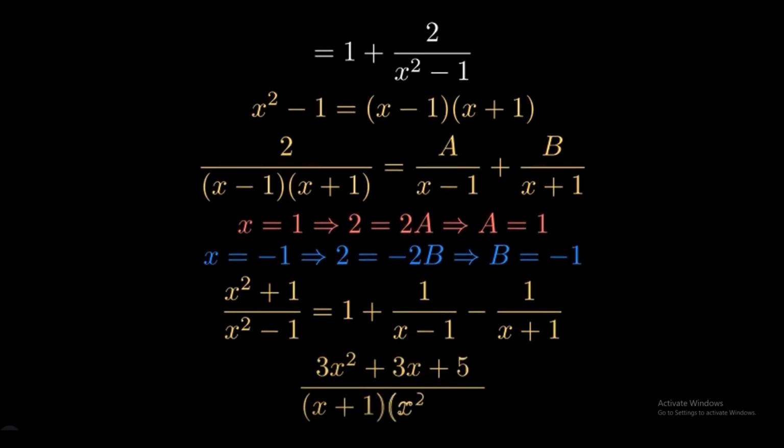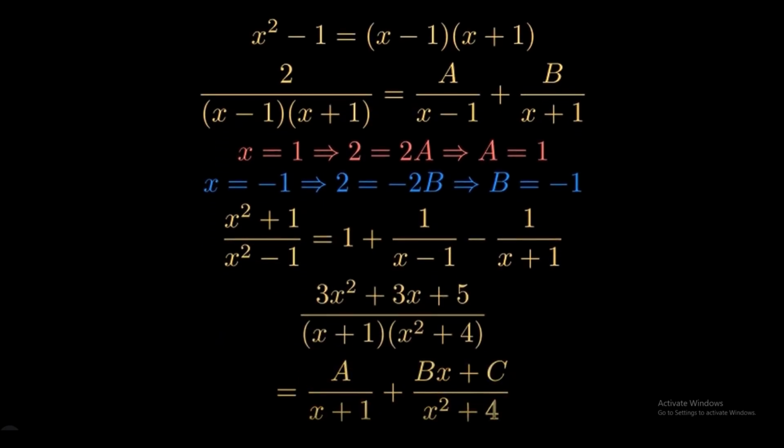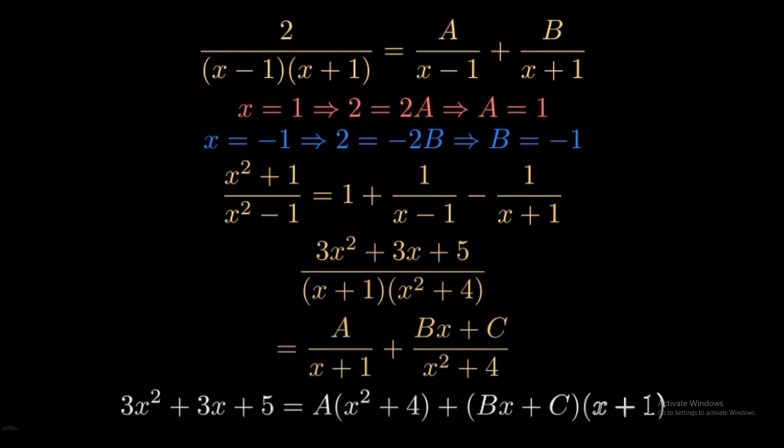Example 3, a mix of a linear factor and an irreducible quadratic. Consider (3x squared plus 3x plus 5) over (x plus 1)(x squared plus 4). Since x squared plus 4 cannot be factored over the reals, we use a linear numerator over it. Write the template A over (x plus 1) plus (Bx plus C) over (x squared plus 4). Multiply both sides by the denominator and expand the right side.